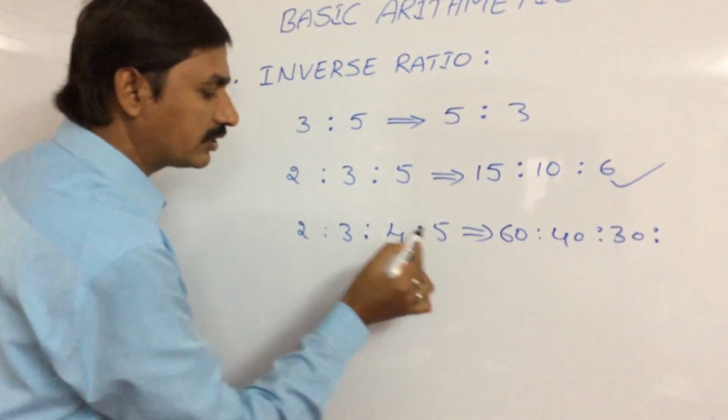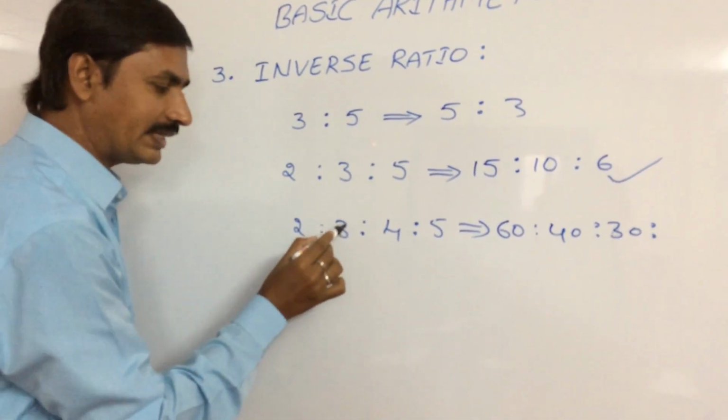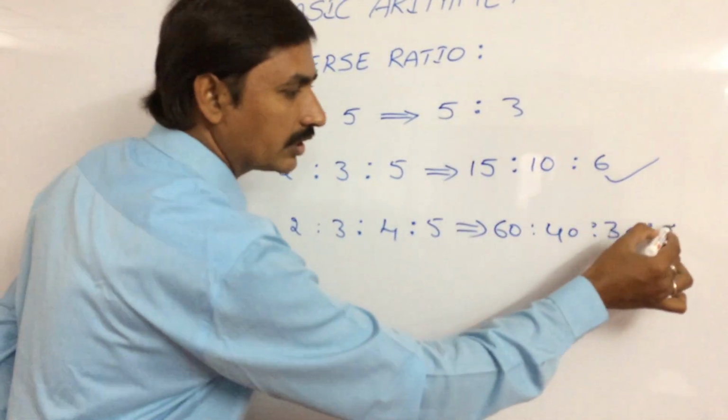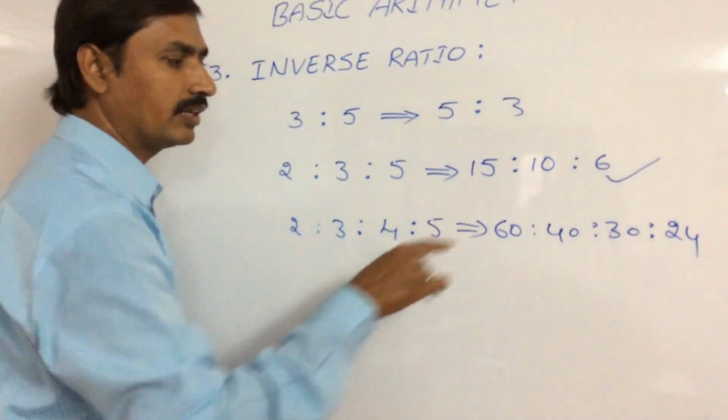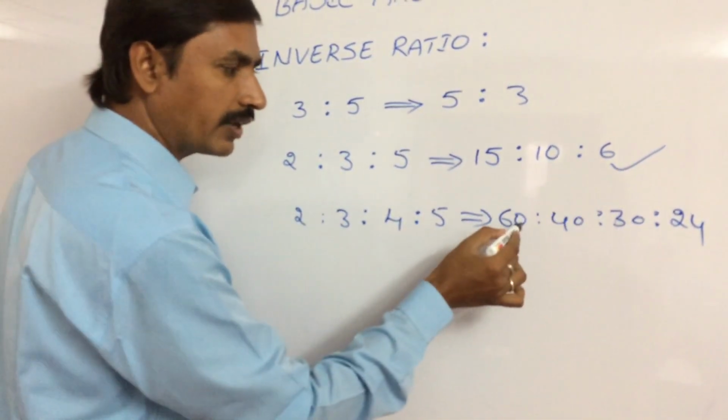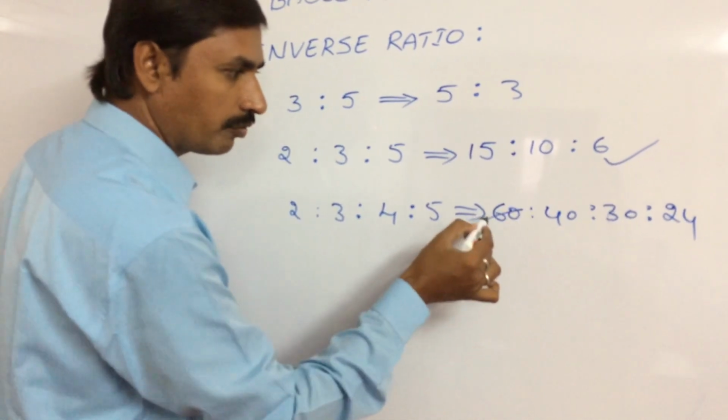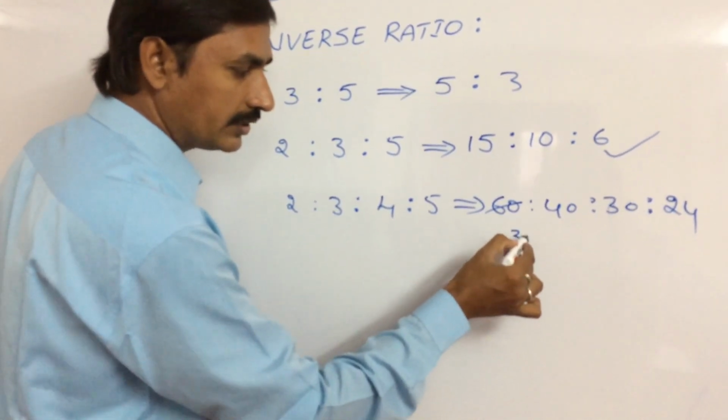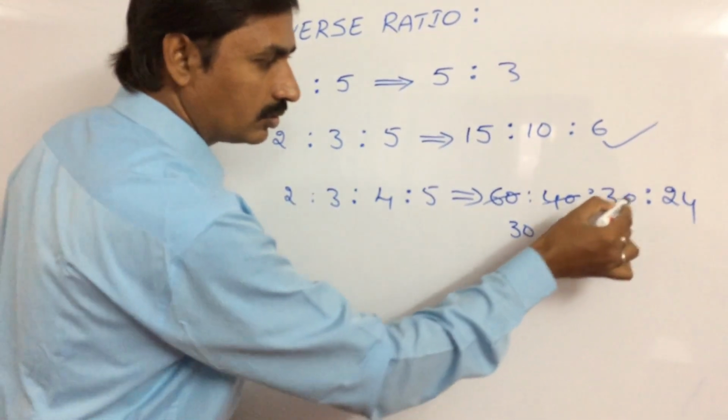And the inverse of 5 is 2 3s are 6, 6 4s are 24. So the inverse ratio is 60:40:30:24, where if calculations are there, right, we can simplify: 2 30s, 2 20s, 2 15.